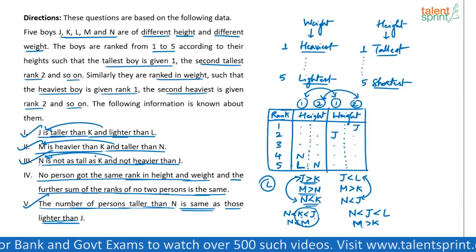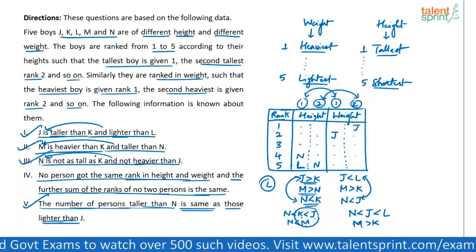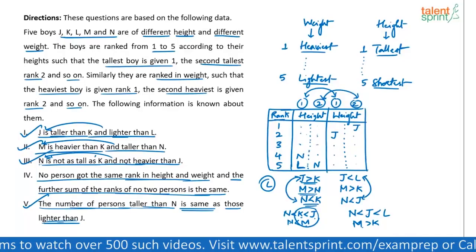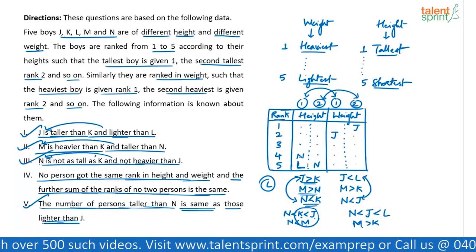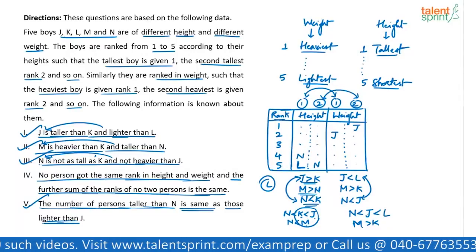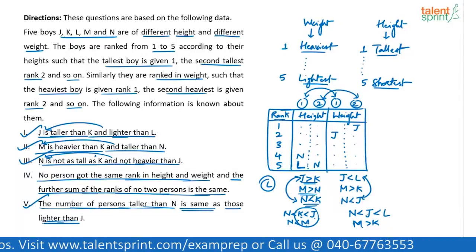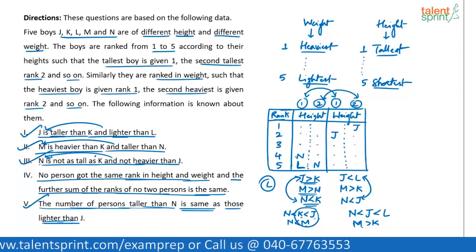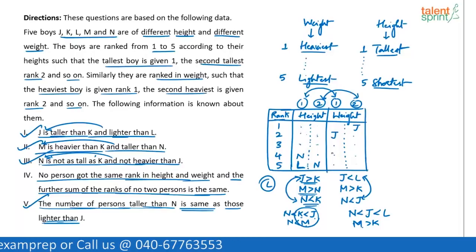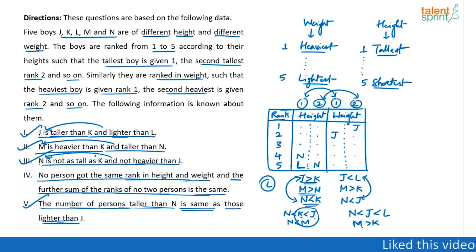You are able to follow? The fifth statement we have already marked now. According to the data that we have, there are two possibilities for the rank of N in terms of height. N can be 4th ranker or 5th ranker, because minimum 3 persons are taller than N, who are K, J, M. So 4th rank or 5th rank. If N is 4th rank, J should be 2nd rank, because number of persons taller than N should be equal to number of persons lighter than J. If N is 5th rank, J should be 1st rank, so that number of persons taller than N, 4, is equal to number of persons lighter than J, 4. Now if you observe, we have got 2 cases already.